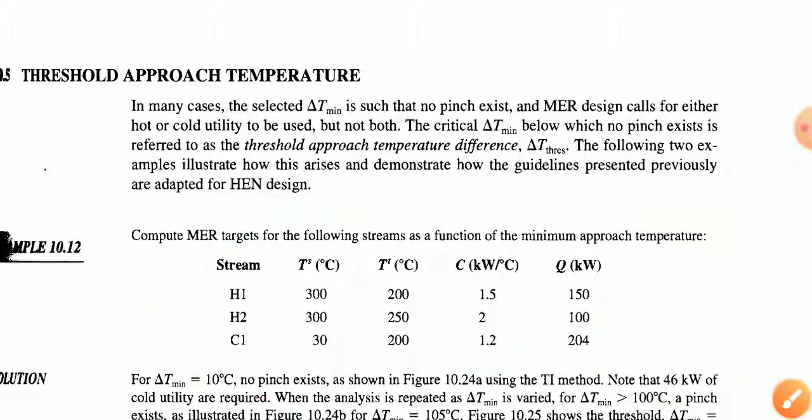Okay, such that no pinch exists and the maximum energy requirement design calls for either hot or cold utilities to be used, but not both. The critical delta T minimum below which no pinch exists is referred to as the threshold approach temperature. Some differences in the delta T theorems. The following two examples illustrate how this arises and demonstrate how the guidelines presented previously are adapted for heat exchanger network design also. Okay, this is the threshold approach temperature.